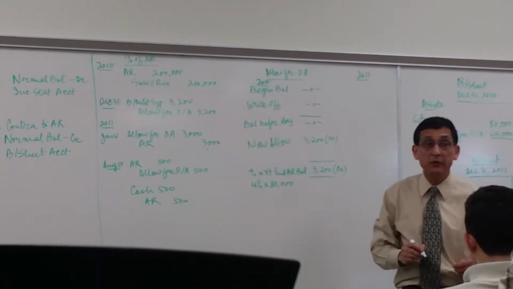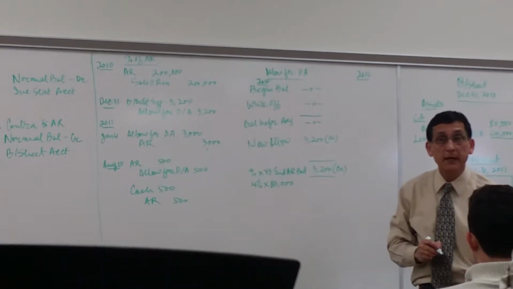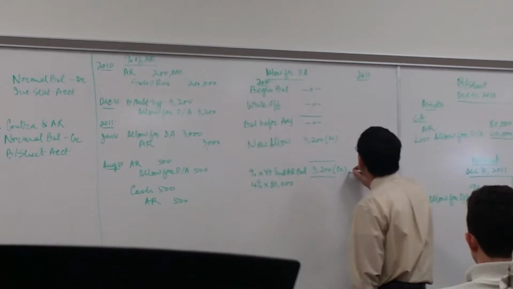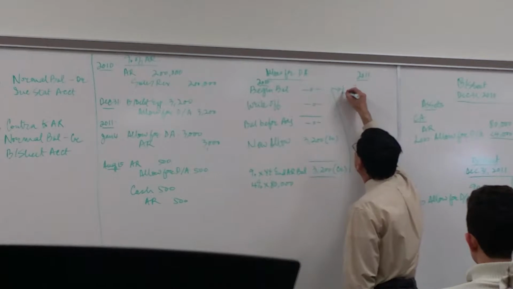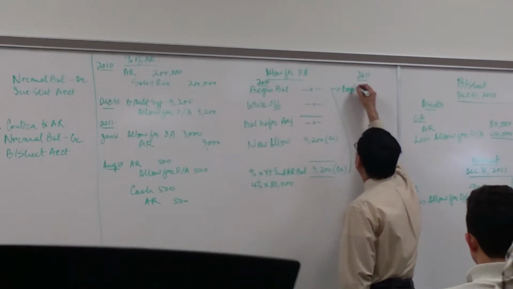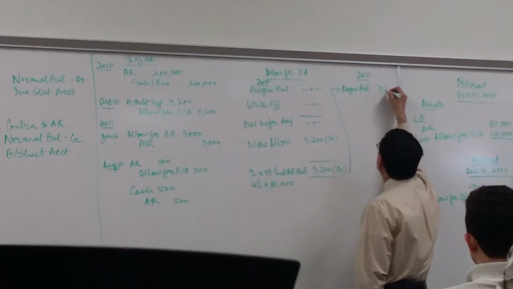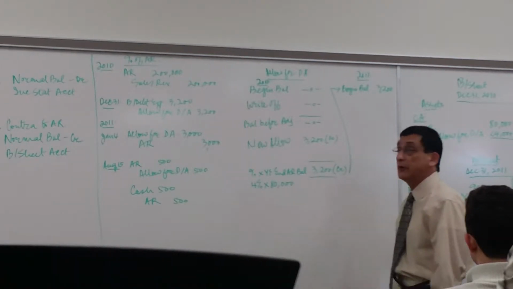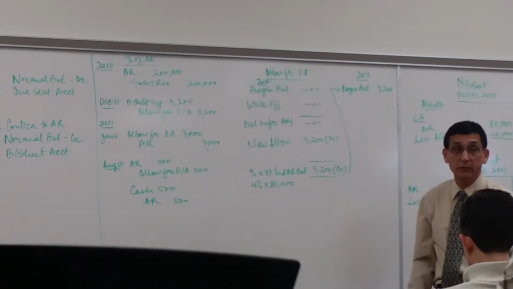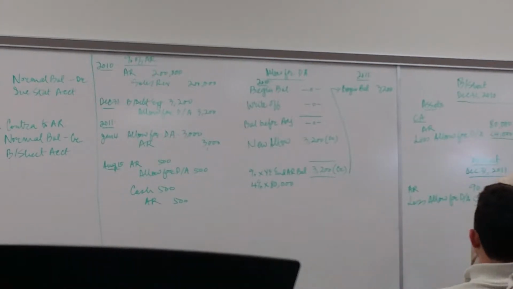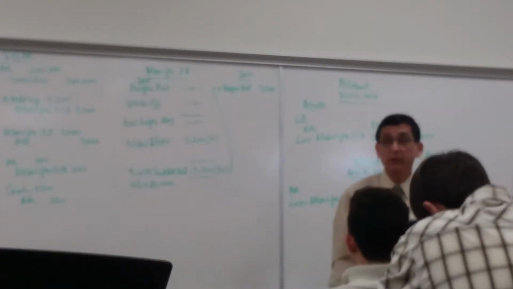Allowance for doubtful accounts is a permanent account, balance sheet account, right? Last year's ending balance becomes this year's beginning balance. What's my beginning balance? Is it 3,200? It's a credit balance of 3,200. Right? Last year's ending balance, this year's beginning balance. You can also do it in a T account format. Whatever you're comfortable with, fine with me.